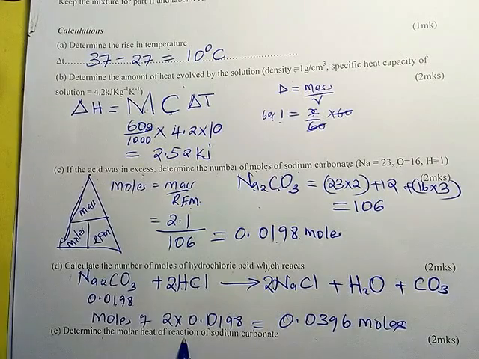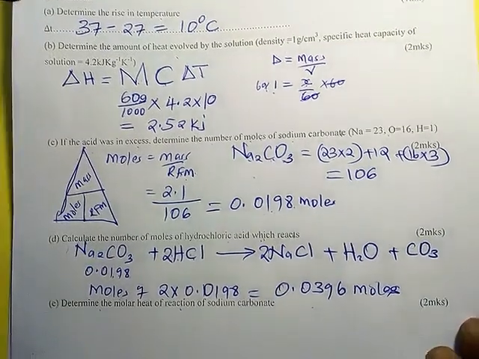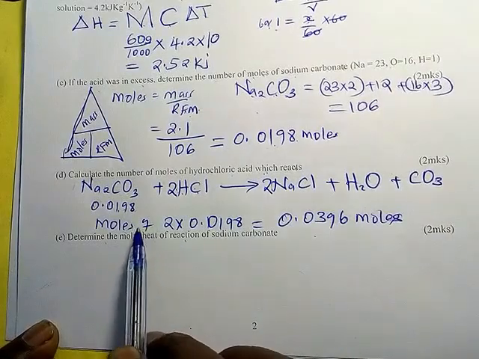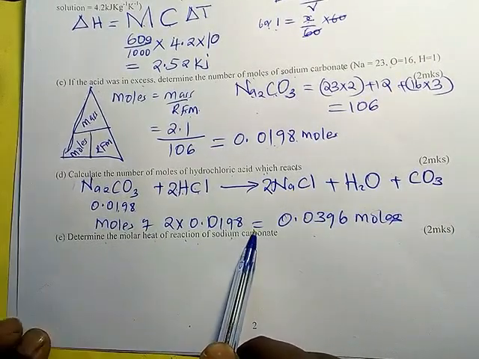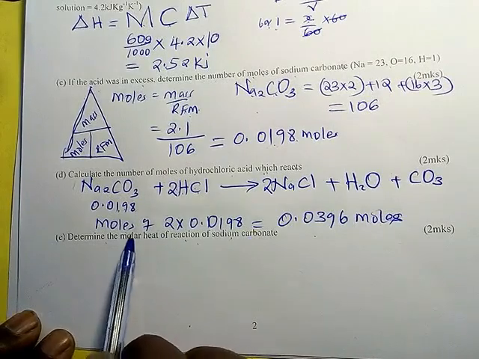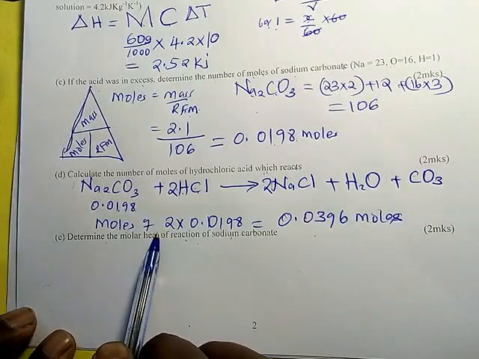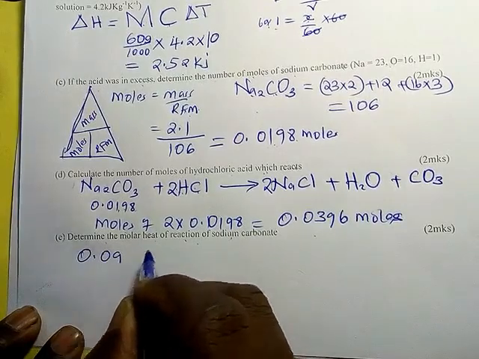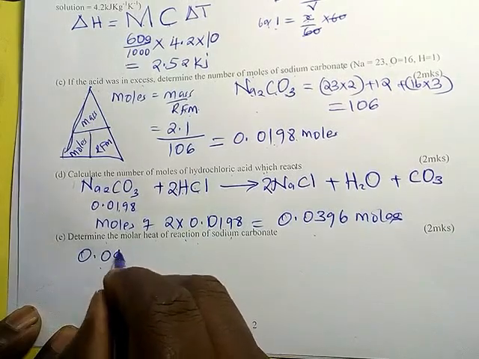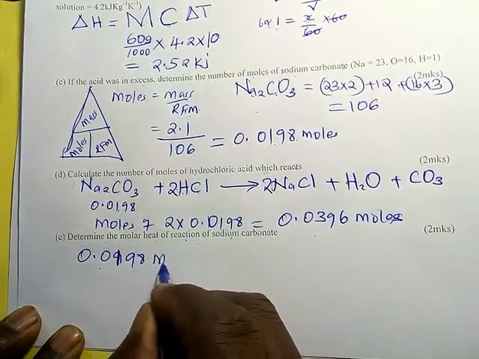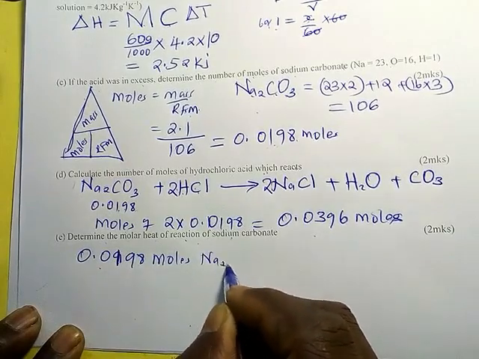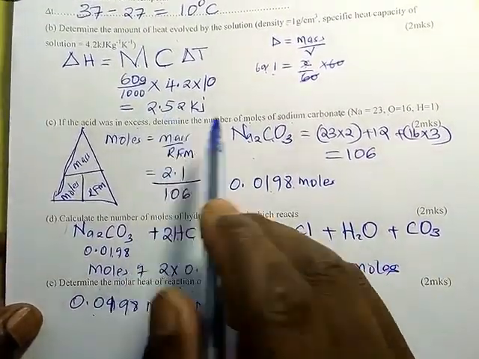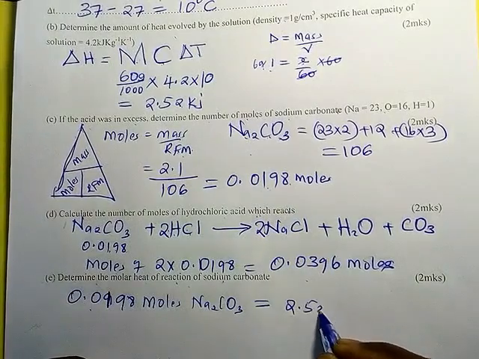Determine the molar heat of reaction of sodium carbonate. Molar, you are going to find the heat in 1 mole. But we know then 0.0198 moles of sodium carbonate were able to produce this amount of heat, this one, 2.52 kilojoules.